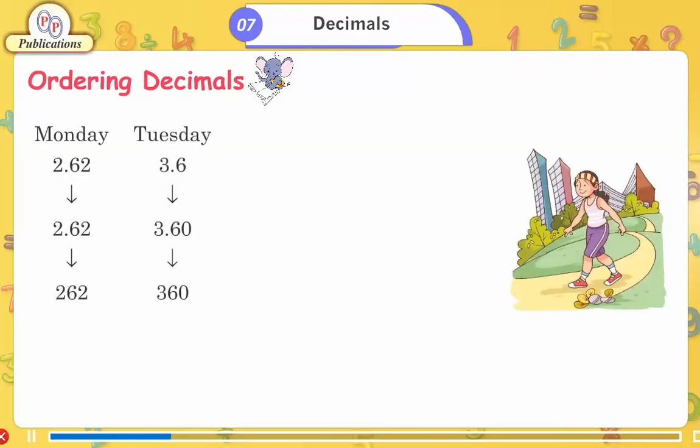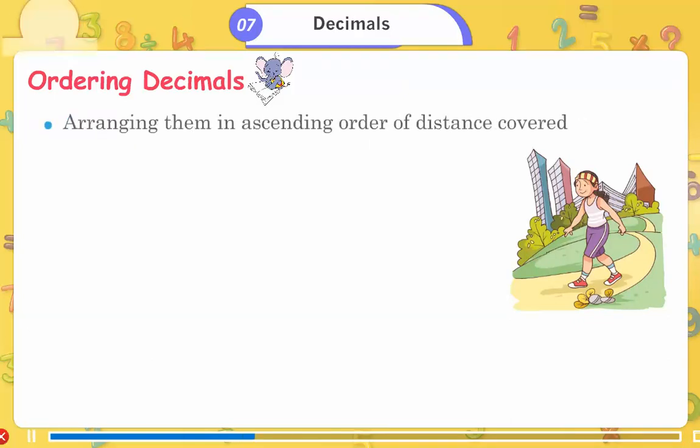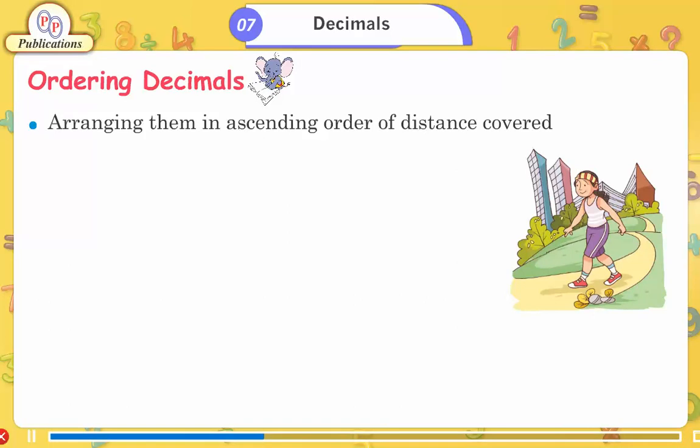Monday, Tuesday, Wednesday, Thursday. 2.62, 3.6, 2.5, 3.15 become 2.62, 3.60, 2.50, 3.15. Change into whole numbers: 262, 360, 250, 315, and rearrange. Arranging them in ascending order of distance covered, 250 is smaller than 262. 262 is smaller than 315. 315 is smaller than 360.